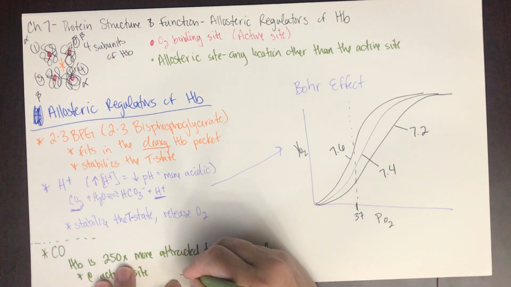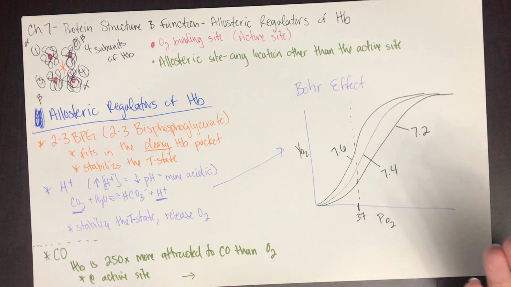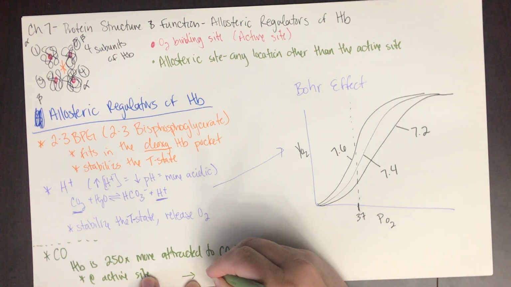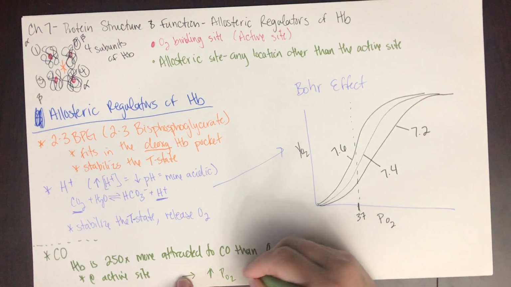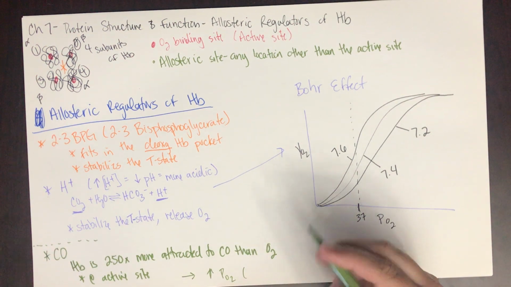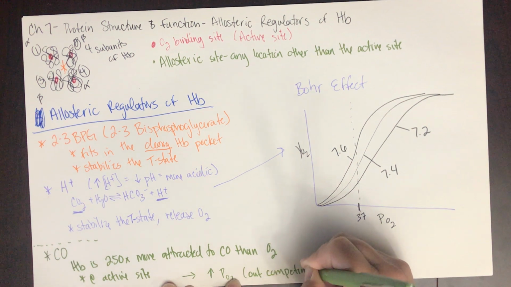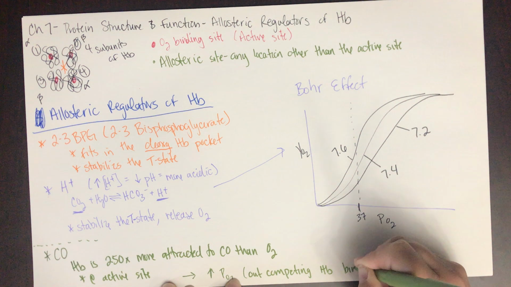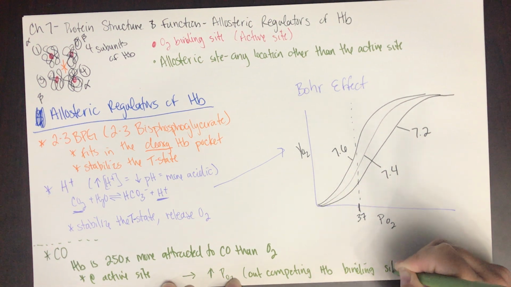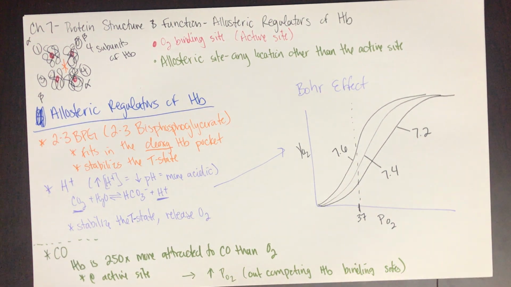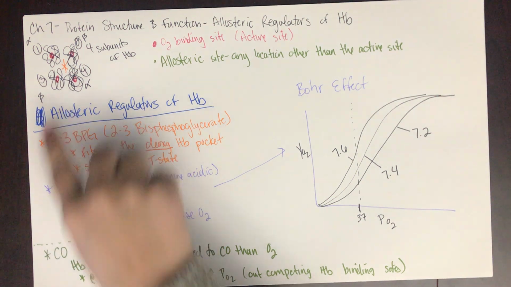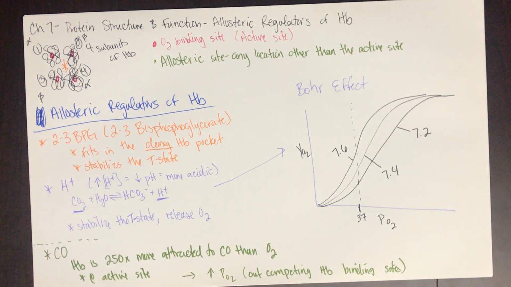The way that you fix carbon monoxide poisoning is you have to increase the partial pressure of oxygen. You're essentially out-competing at the hemoglobin binding sites. You're flooding the hemoglobin with oxygen to outcompete that carbon monoxide that's bound there. So these are some examples of molecules that impact the binding of hemoglobin and oxygen.